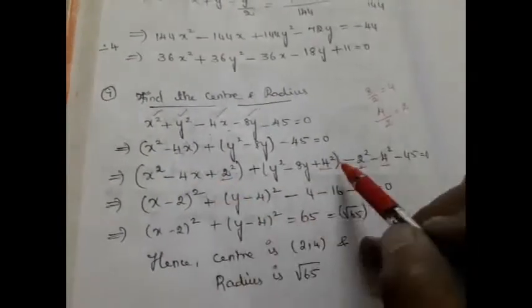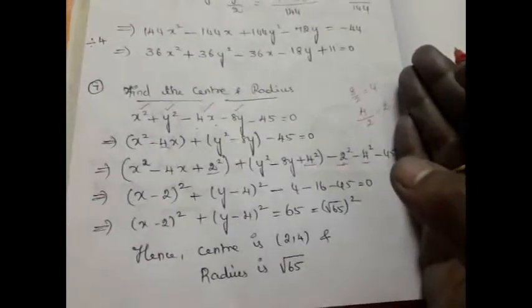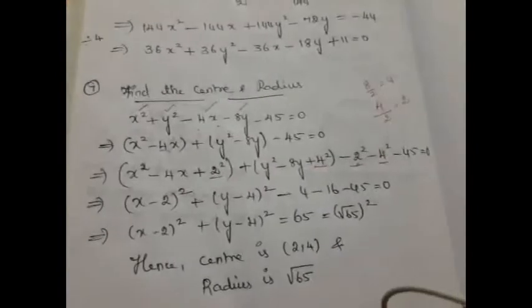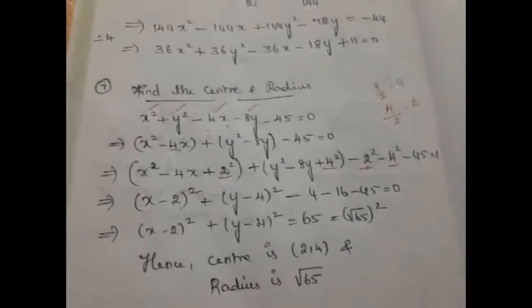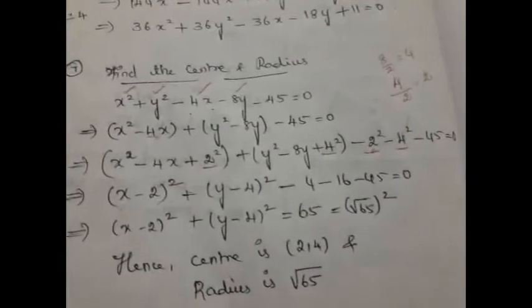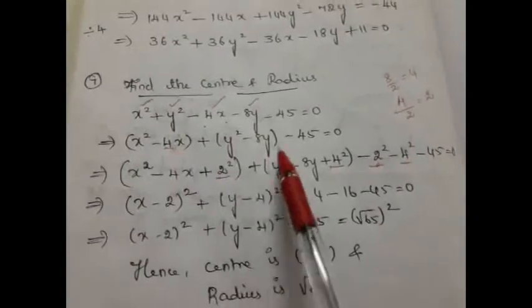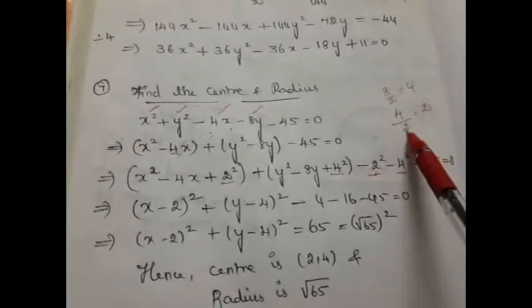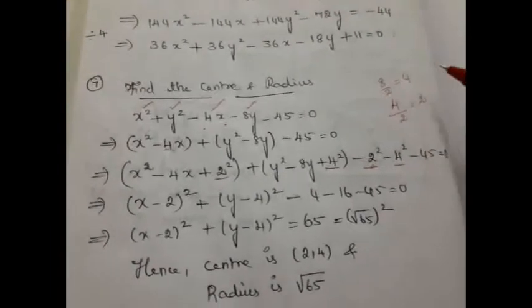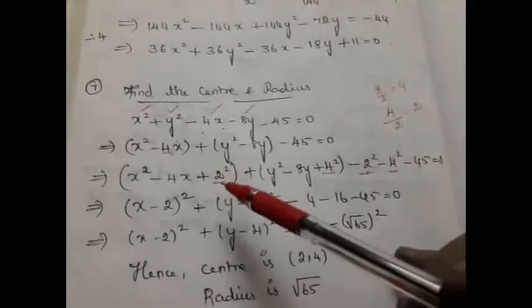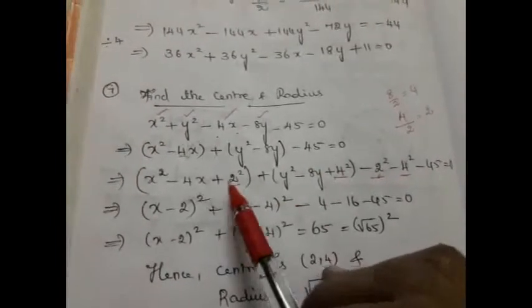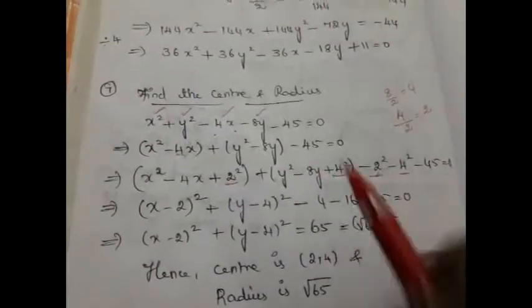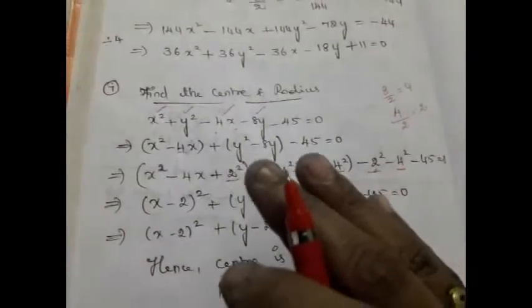Our b square term will always be plus. So take the added term and separate the subtracted term. This is called the completing the square method. So what we have to do is combine all the x terms and the y terms, add and subtract the square of half the coefficient of x. If you do it this way correctly, you will get your answer.